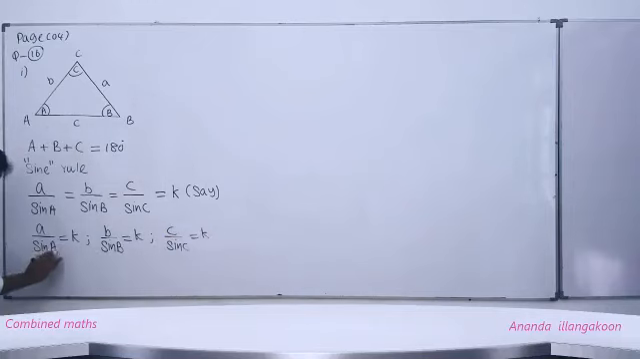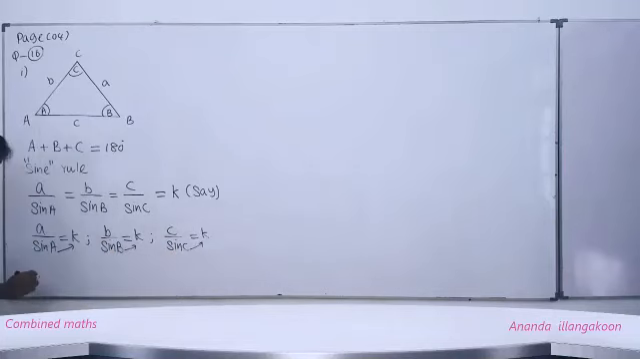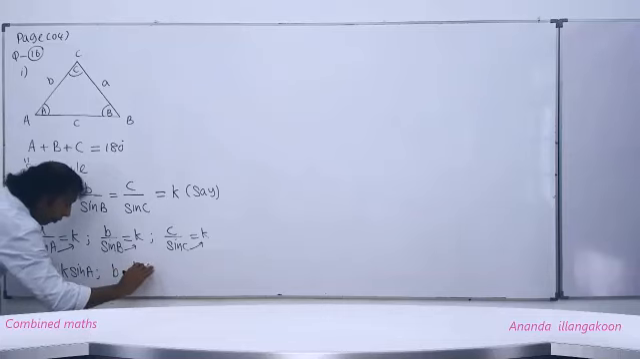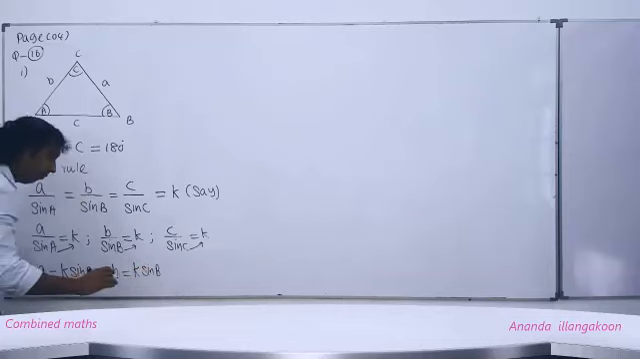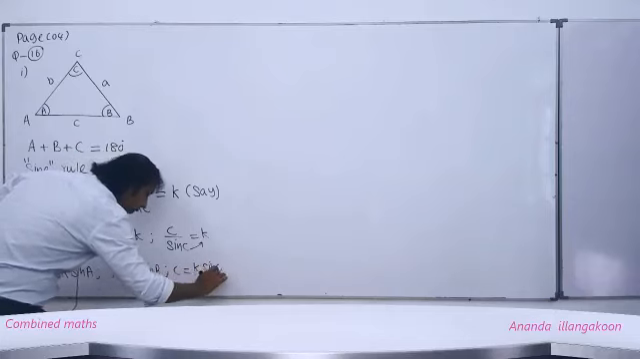Now we multiply across, and we get a equals k sine A, b equals k sine B, c equals k sine C.